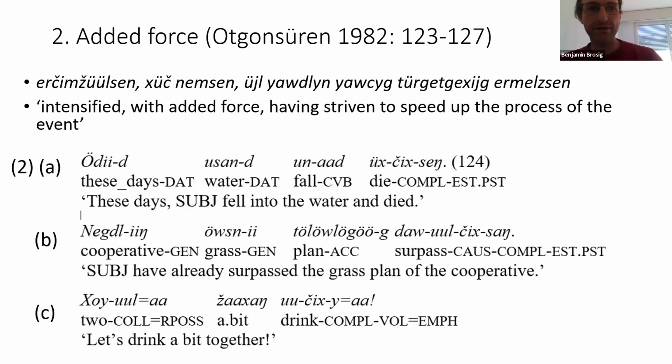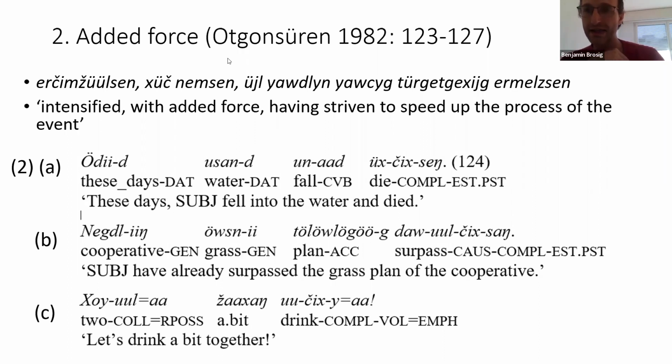But then you have another usage with added force, or marking a more speedy completion or something like that. And here, for instance, is an example where somebody died. Ottkonsurin argues, obviously, chich does not make a difference here. It's not whether you finished reading it, read it completely, or did not read it completely. So completive as a meaning does not make a lot of sense here, but of course boundary attainment does, though it's only reinforced. And similar, the next two examples.